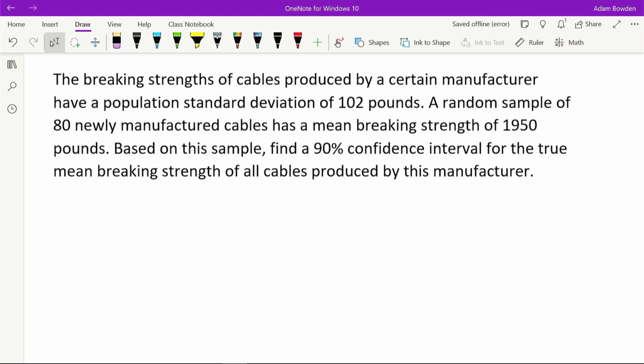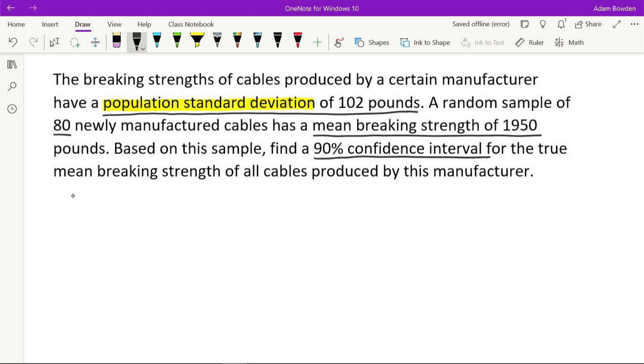We're going to work through this example here. It says the breaking strength of cables produced by a certain manufacturer have a population standard deviation of 102 pounds. A random sample of 80 newly manufactured cables has a mean breaking strength of 1,950 pounds. Based on this sample, find a 90% confidence interval for the true mean breaking strength of all cables produced by this manufacturer. Okay, a key thing here is, again, population standard deviation. That's our value for sigma, 102.